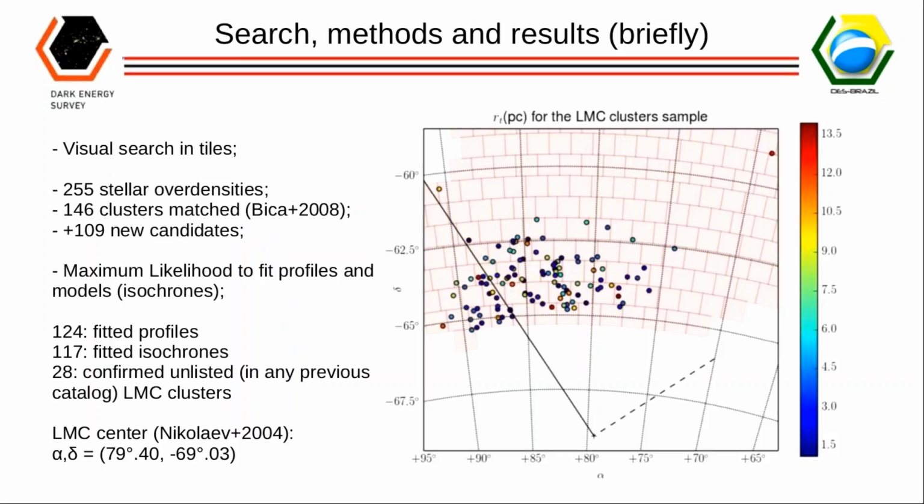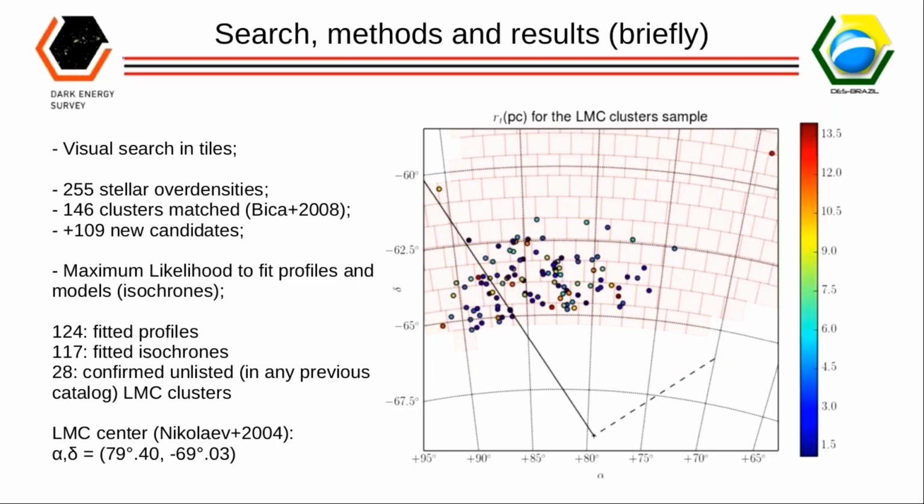Basically, to identify the LMC clusters, we implemented a visual search in science verification tiles. After that, we listed 255 stellar overdensities. We matched these overdensities to the Bica 2008 catalog, where we identified 146 clusters. We identified also 109 new candidates. We implemented a maximum likelihood approach to fit profiles and models.